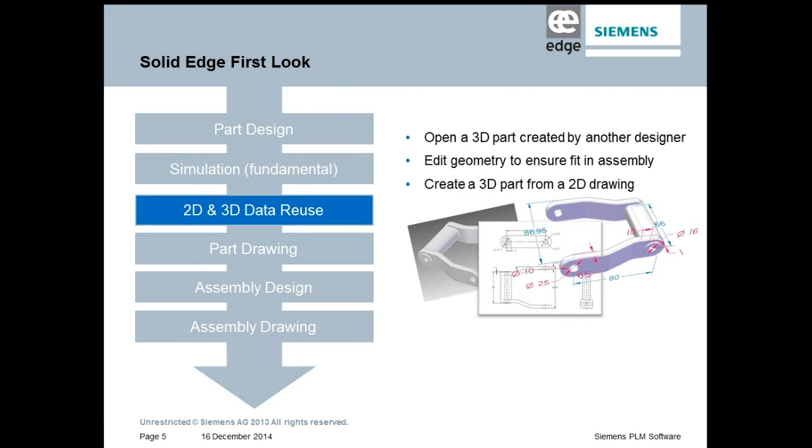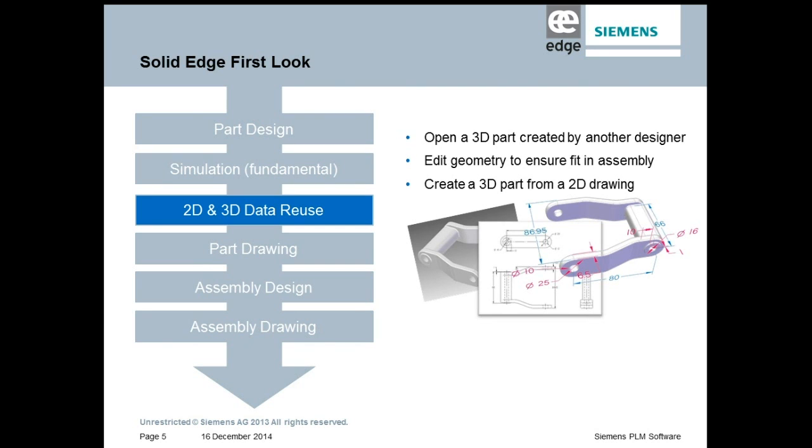Next, we'll be having a look at 2D and 3D data reuse. We'll be opening a 3D part created by another designer, and we'll be editing that geometry to ensure it fits into an assembly. Then, we won't actually create a 3D part from a 2D drawing, but instead we'll use two different components, a STEP file and a DWG file, and we'll bring them together and show you how that can make a fully editable part in Solid Edge.